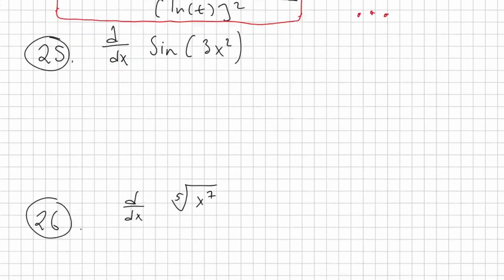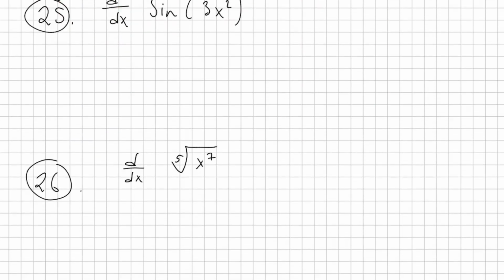Alright, now for the next one we have the derivative of sine of 3x squared. For this, I think you should use the chain rule. Again, I'm going to go through all the steps. The first thing I'm going to do is set u equal to 3x squared. My y is going to be equal to sine u, so dy is going to be cos u. Then you need to find your du, which is equal to 6x.